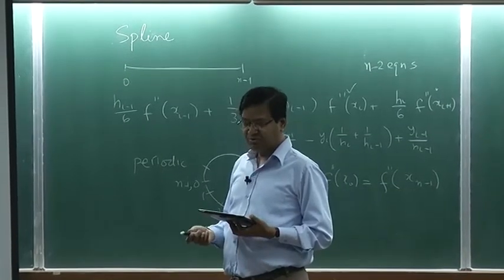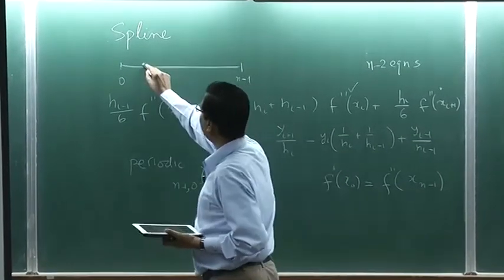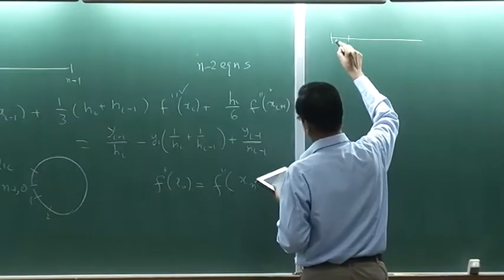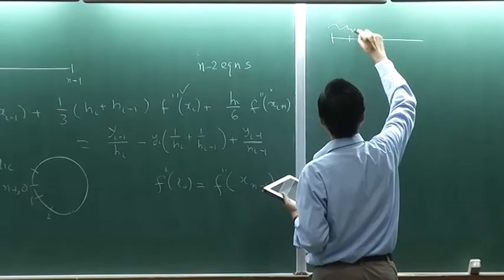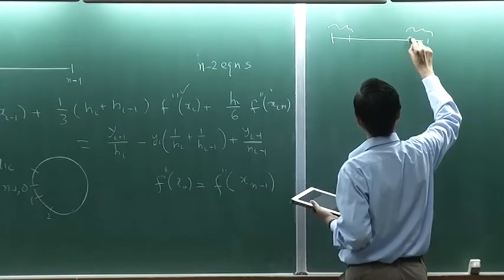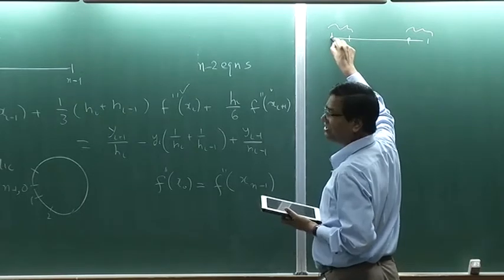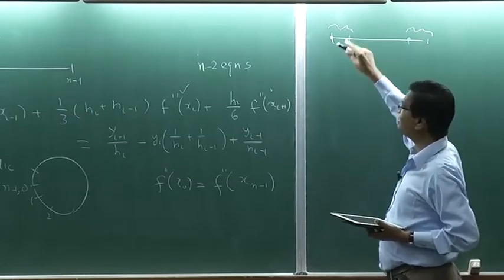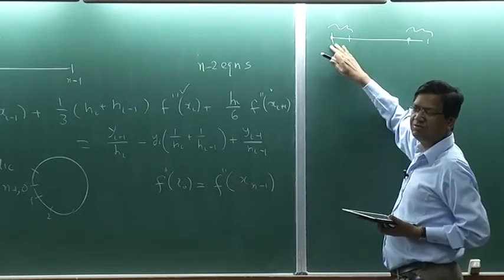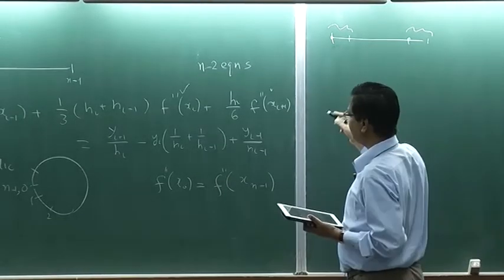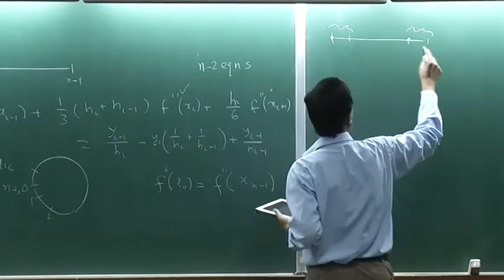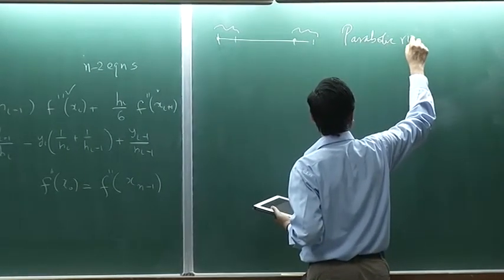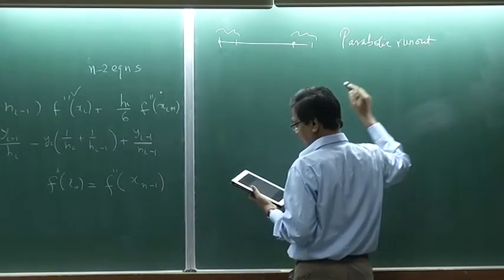The other condition is parabolic runout. So these 2 points have the same double derivative, and these 2 points have the same double derivative. We assume that the double derivative here is the same as here. So it's parabolic in this regime, and the double derivative is constant. So this is periodic, this is parabolic runout, and then free end.